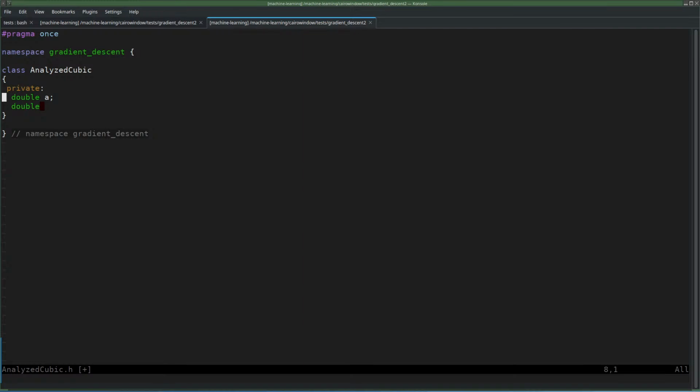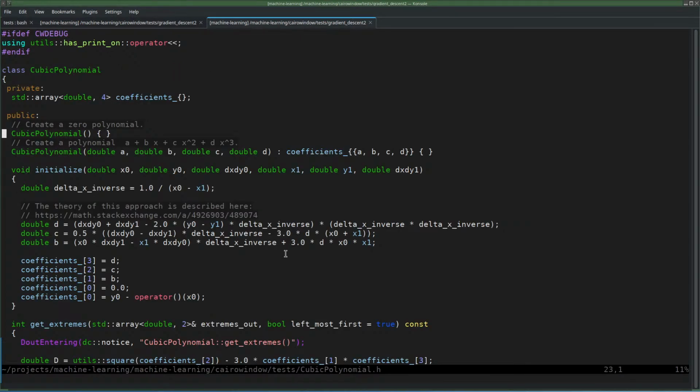I want to work with A, B, and C, but it's just for me. In reality, you just want to have a cubic, of course. And let's just derive it from cubic, which is an array.